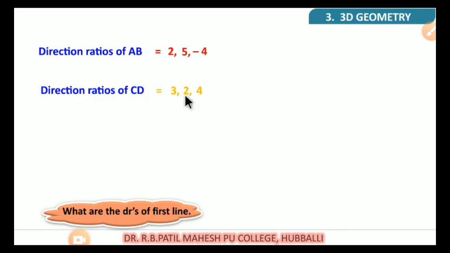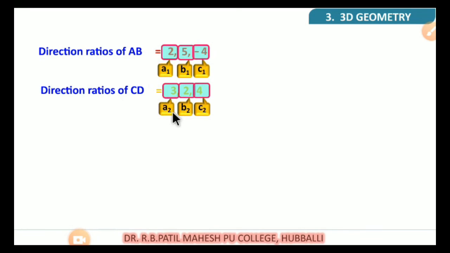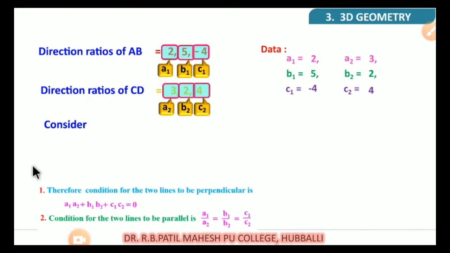Now we have taken the direction ratios of the first line and second line. So these are A1, B1, C1 and the direction ratios of the second line are A2, B2, C2. Now we can take the data. A1 is equal to 2, B1 is equal to 5, C1 is equal to minus 4. Similarly, A2 is equal to 3, B2 is equal to 2 and C2 is equal to 4. Now to prove that the two lines are perpendicular, consider the condition A1 into A2 plus B1 into B2 plus C1 into C2. We should prove that it is equal to 0.